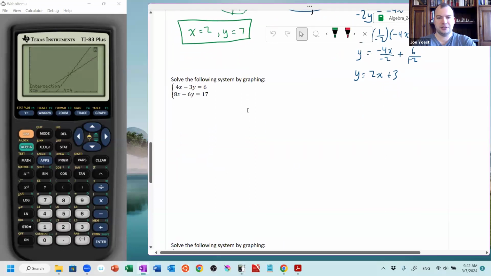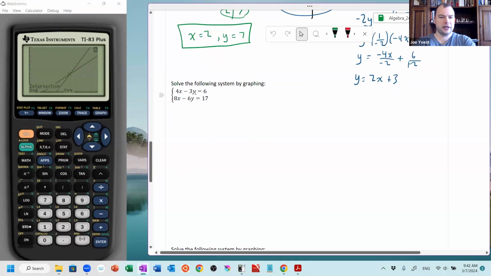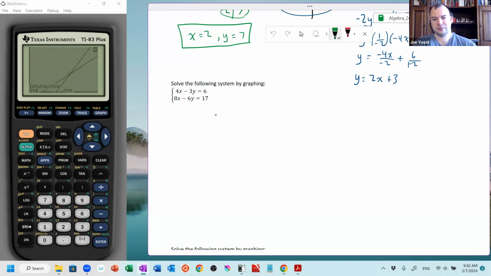Okay, so let's look at this system. 4x minus 3y equals 6, 8x minus 6y equals 17.